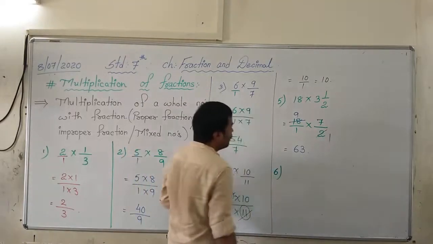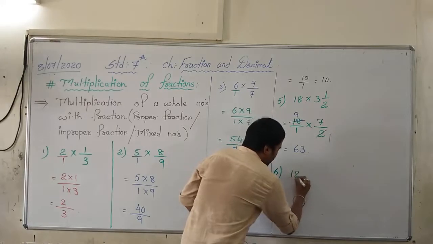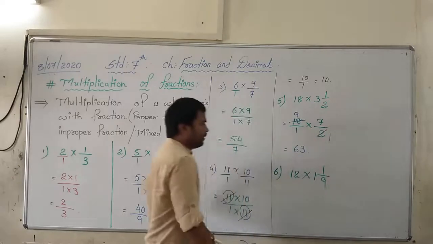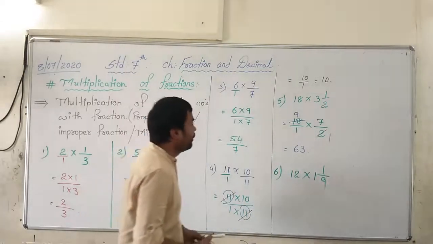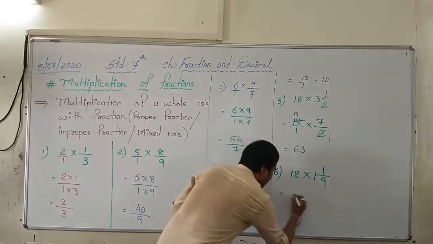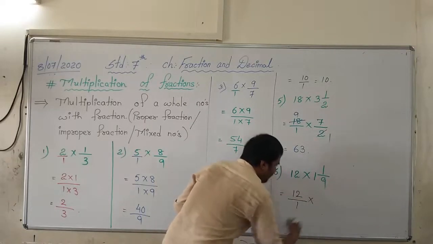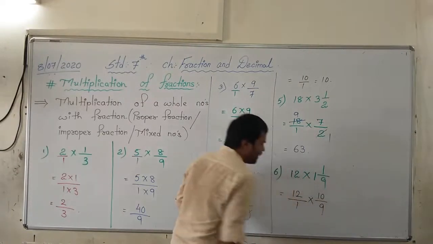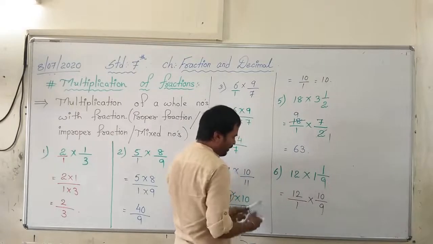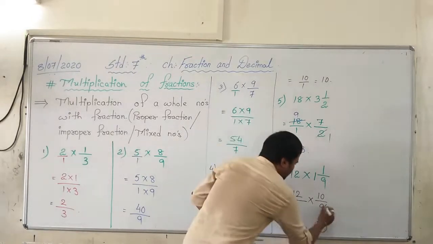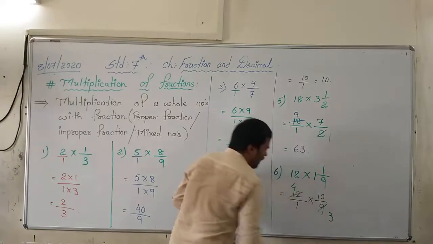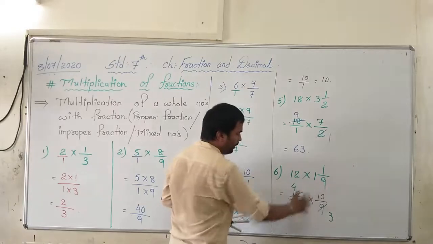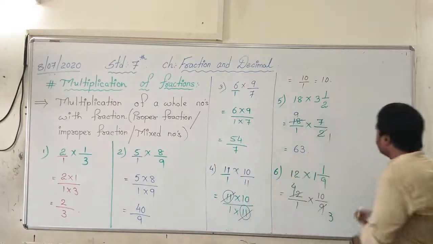Sixth one. 12 multiplied by 1 integer 1 upon 9. So that is nothing but 12 upon 1 multiplied by 9 ones are 9 plus 1, 10. That is 10 upon 9. So cancel whatever is possible. 3 3s are 9. 3 4s are 12. Is there anything to cancel? You have to check only upside down. No need to cancel here. Right?